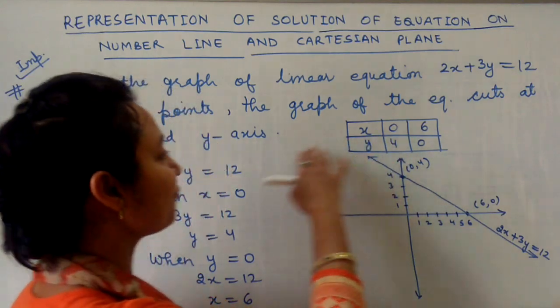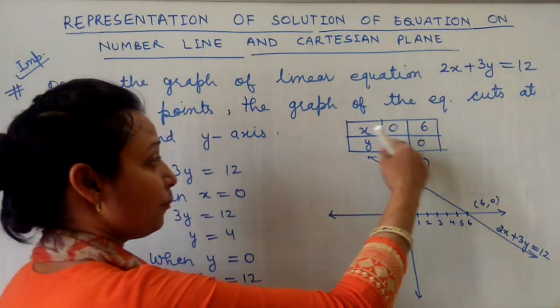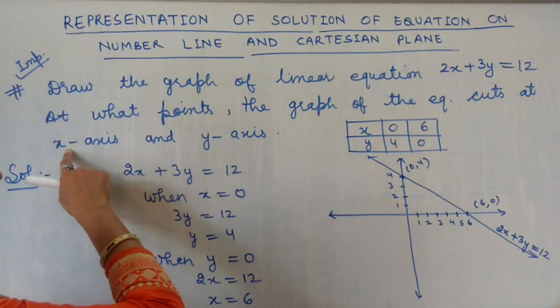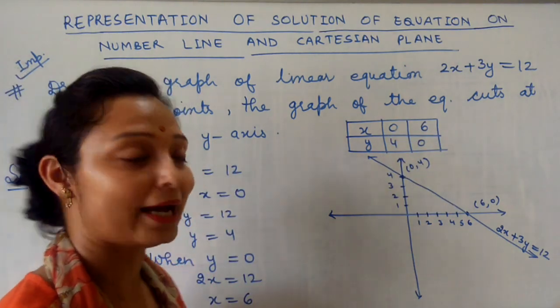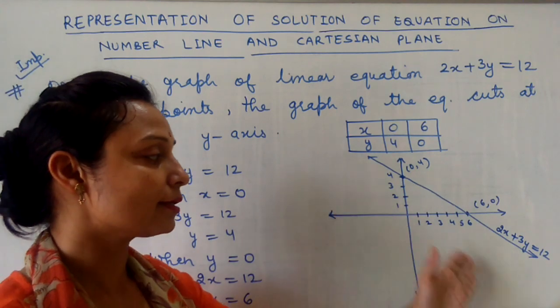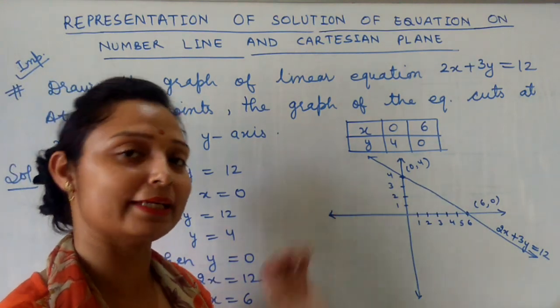So this is the way to find the points which cut the x-axis and y-axis. Obviously, when we take 0 at x or y, it will cut the y-axis or x-axis.